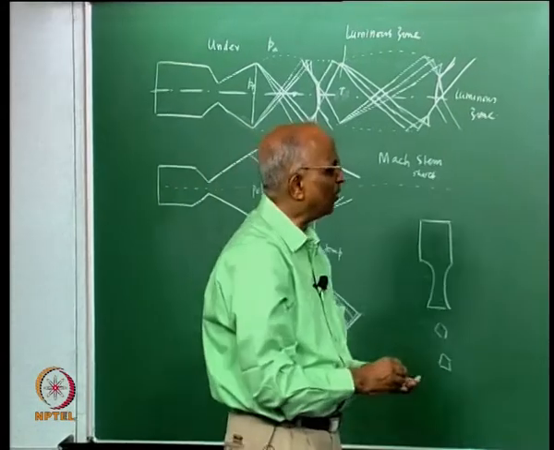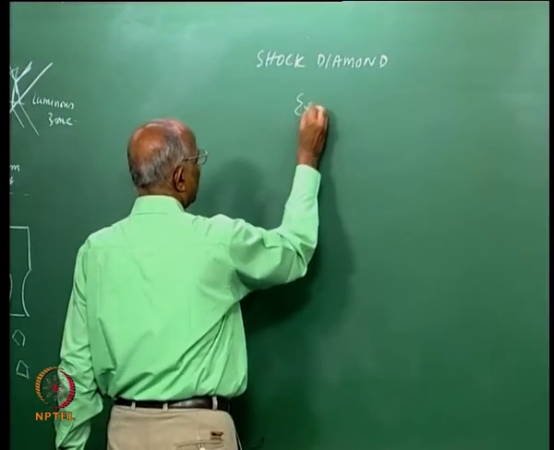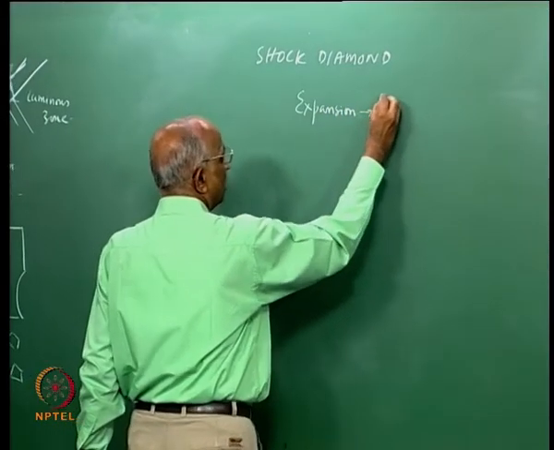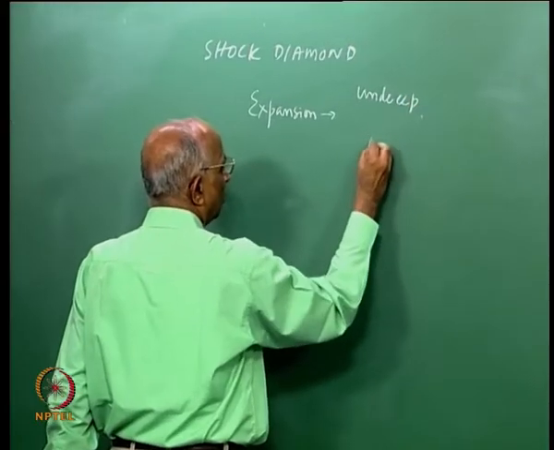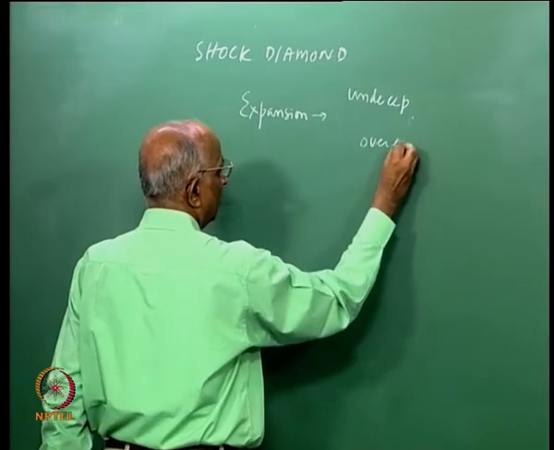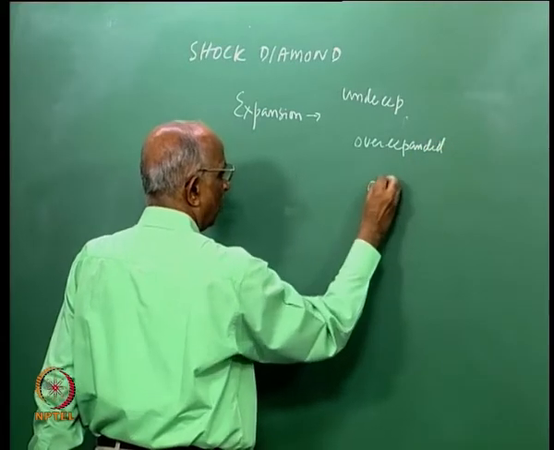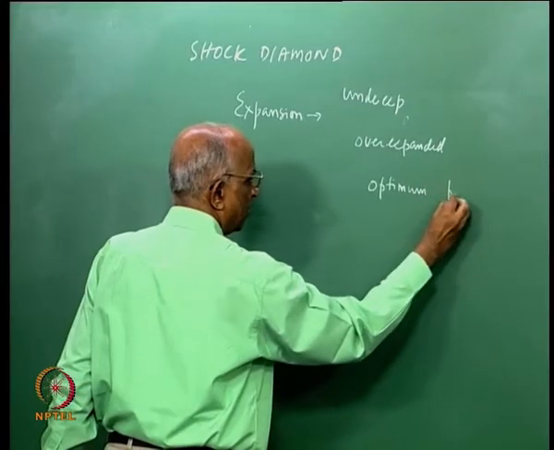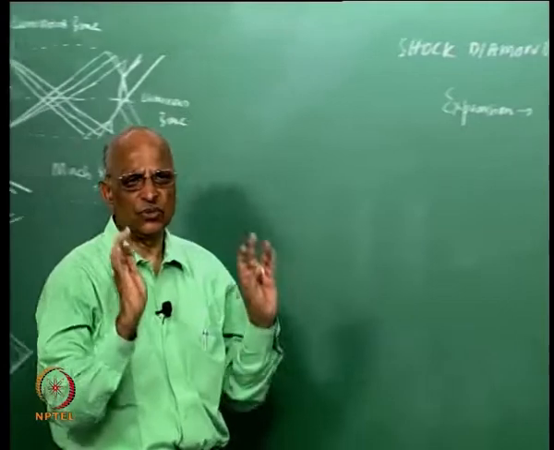Anyway, it is of interest to see that whenever I have an expansion of a nozzle, the expansion could either be underexpanded, or it could be overexpanded, or it could also be something like an optimum expansion, right. Optimum is when the exit pressure of the nozzle is equal to ambient pressure, in which case it goes straight, as it will.